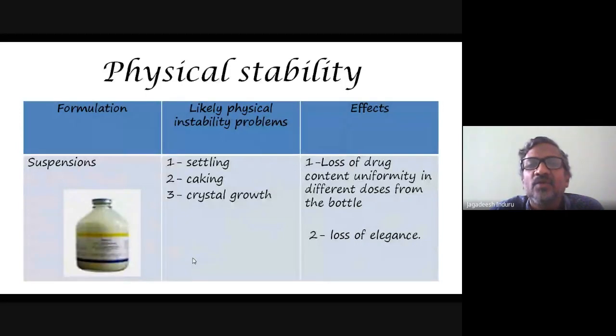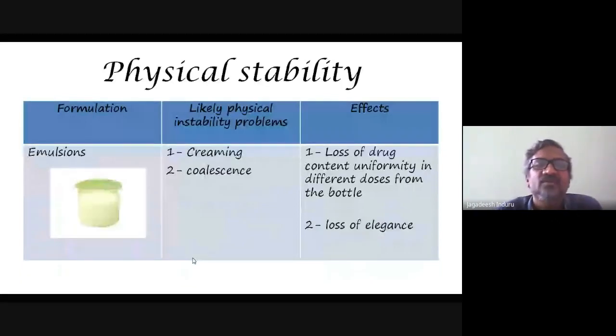So what will happen? You are going to have a loss of drug content uniformity, because they are having a hard cake and they are settling, and different doses from different bottles will have a different amount of drug. The second is the loss of elegance, which is the biggest problem, and we are going to encounter that. For that only, we have got different concepts like deflocculated and flocculated suspensions, and making it the same initially and finally: if it is flocculated initially, it is also flocculated later onwards, and it should not change.